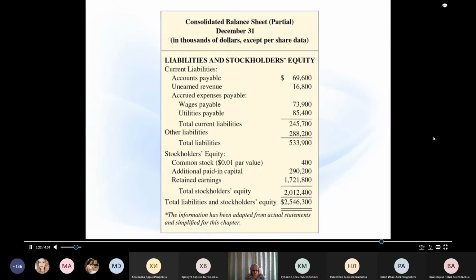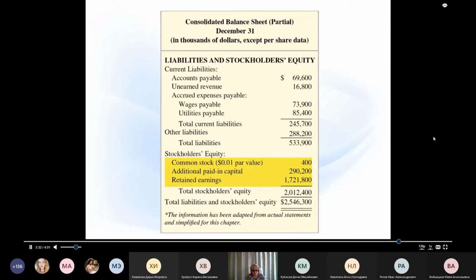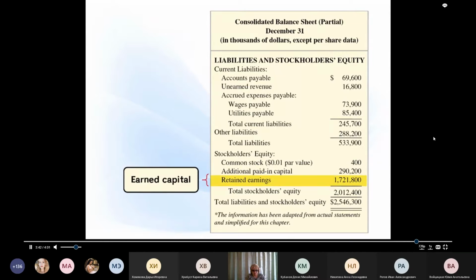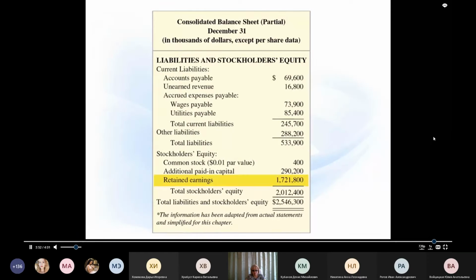Stockholders' equity, shareholders' or owners' equity, is the residual interest in the assets of the entity after subtracting liabilities. It is a combination of the financing provided by the owners and by business operations. Financing provided by owners is referred to as contributed capital. Financing provided by operations is referred to as earned capital or retained earnings. When companies earn profits, they can be distributed to owners as dividends or reinvested in the business. The portion of profits reinvested in the business, that is, not paid out in dividends, is called retained earnings.